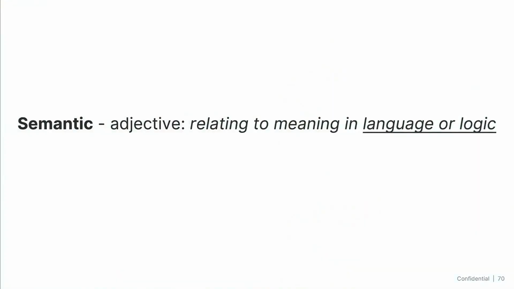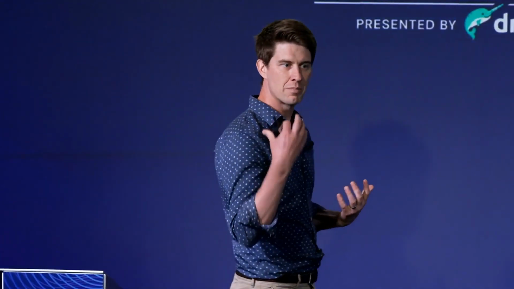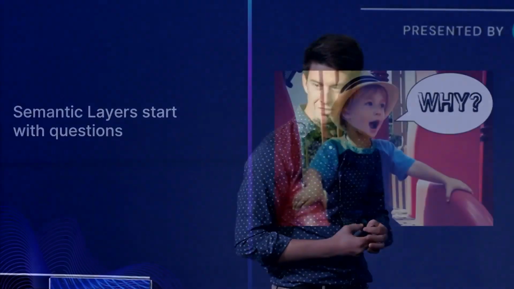So to get to this, we're going to talk about some definitions, because semantics are all about definitions. If you look at the definition of semantic, it's relating to meaning in logic or language. And that's really interesting, logic or language. I choose to interpret this as business logic, right? Not just formal logic, which some people go down that path. So it's the intersection of the language of your business and your business logic. That's what semantic means. Let's keep that in the back of our brain as we go through this. We're going to go through definitions because it's logic and language. But semantic layers really start with questions.